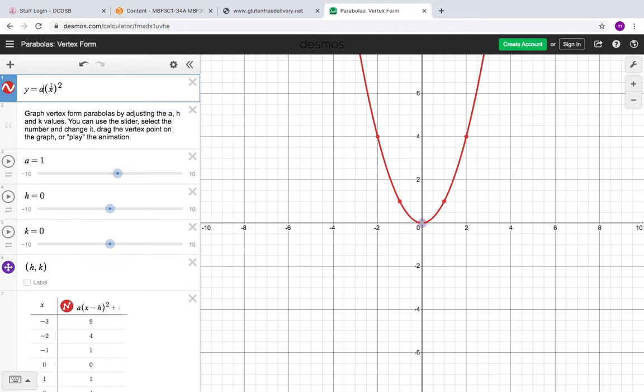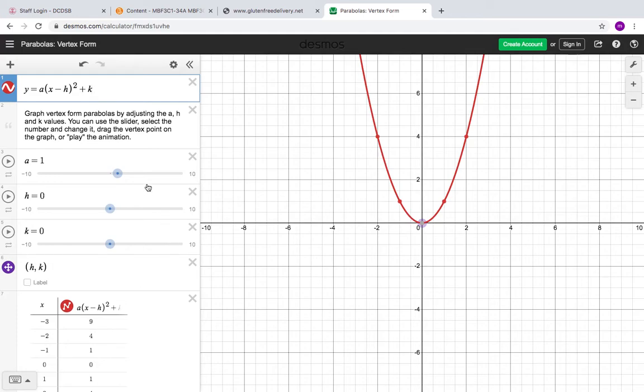Now, we're going to look at what happens if it's not simply y equals x squared. We call y equals x squared the parent function of all quadratics. This is where all the other quadratic functions originate from. Now, as you can see, my equation is not y equals x squared only. It's y equals a(x minus h) squared plus k, and these a, h, and k have values.